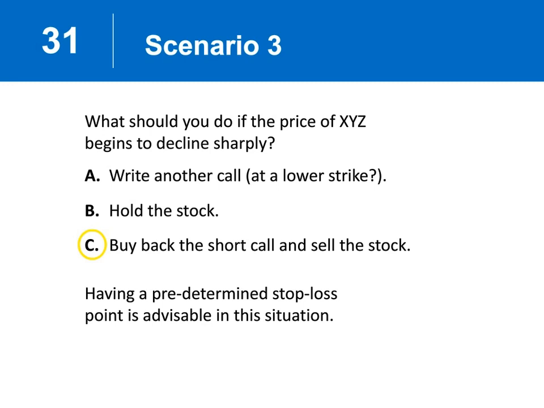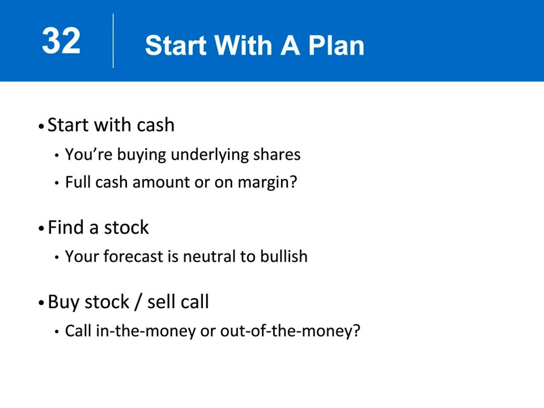Now, we said you need to have a plan. Of course, you want to have a strategy in mind. You want to find a stock that fits the forecast of the covered call. That means a neutral to bullish outlook on the underlying. And you want to decide what kind of call option you want to sell based on your forecast. How aggressive do you want to be? Where are you comfortable with your break-even point being? How much do you want to limit your potential gains? So keep all these in mind, have a plan, and then go ahead and execute that plan.